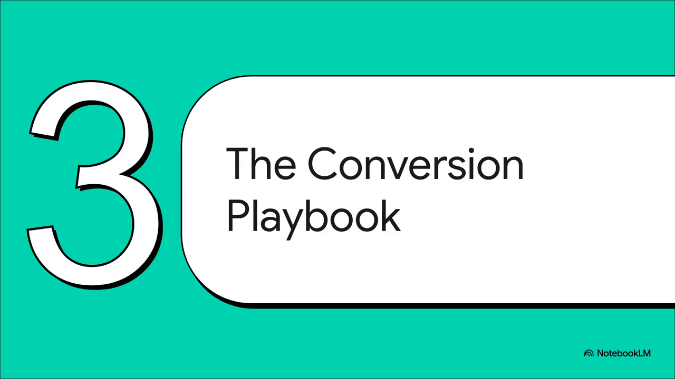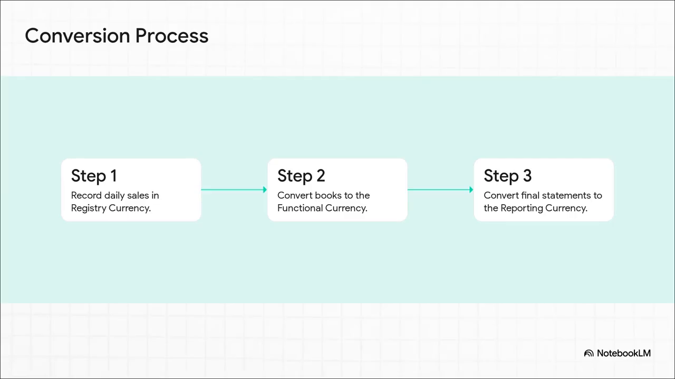Okay, so we've got the three languages of money down, but how do you actually translate between them? This is where NIF B-15 gives companies a very specific playbook to follow. The conversion process itself is a pretty logical three-step journey. First, you record everything that happens day to day in the local registry currency. Then, step 2, you convert all those local books into the functional currency. This gives you a clear picture of how that one branch is really doing. And then, finally, step 3, you convert those statements into the reporting currency for the parent company.